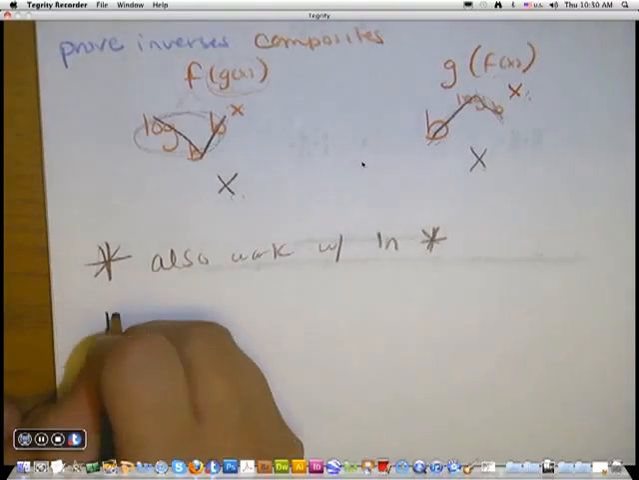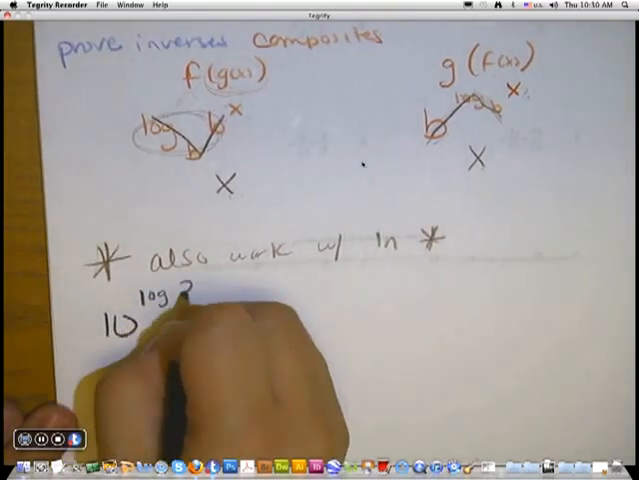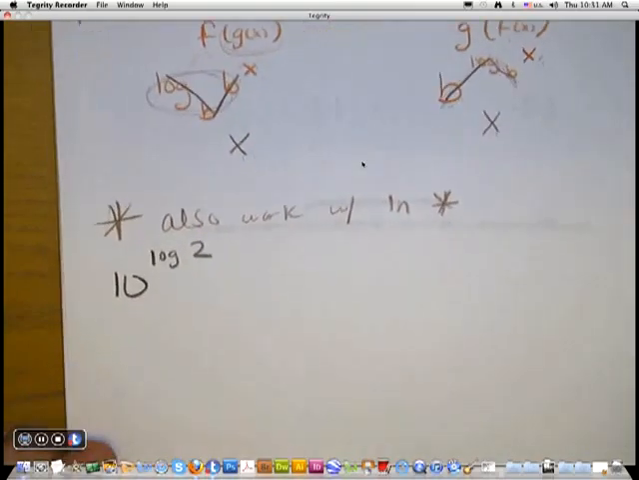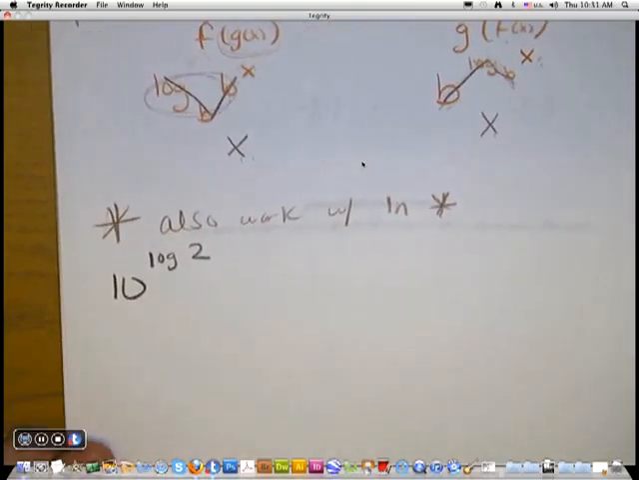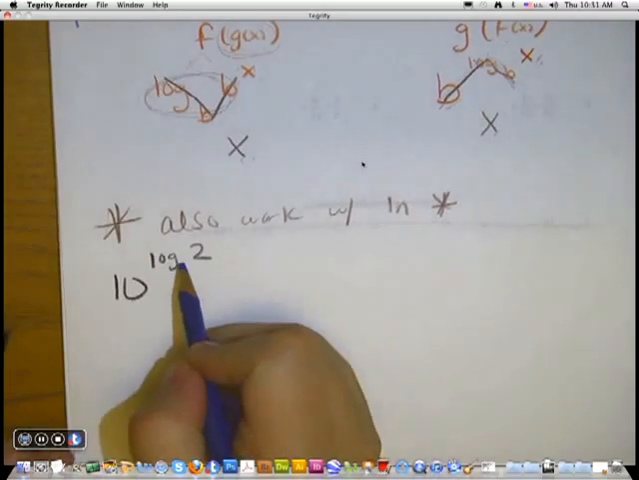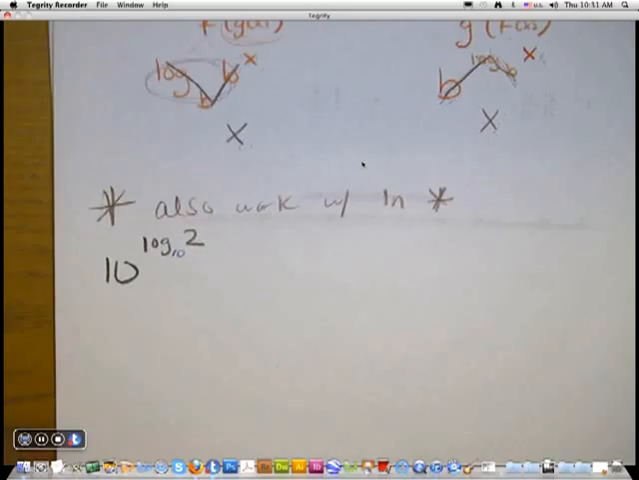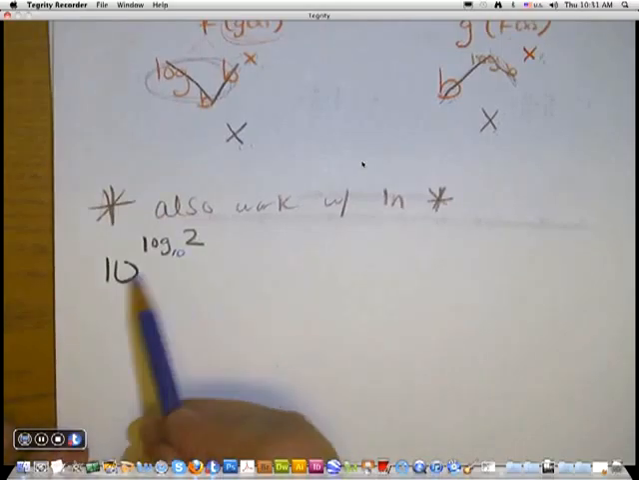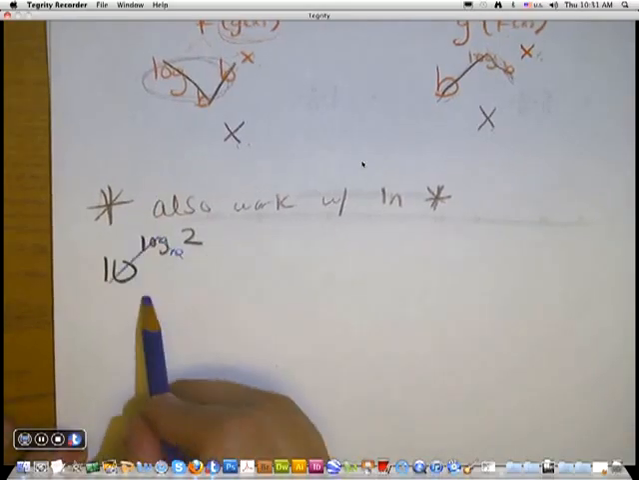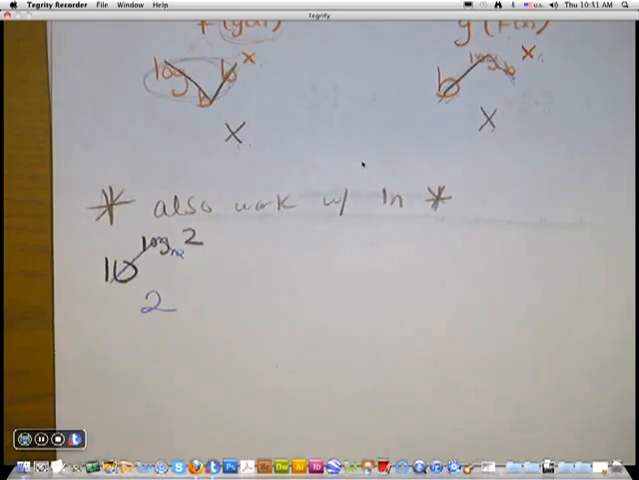So if I have 10 to the log 2, what would be its simplified value? Well, if you don't see a base, the base is implied to be 10. Therefore, base and base are alike, leaves 2.